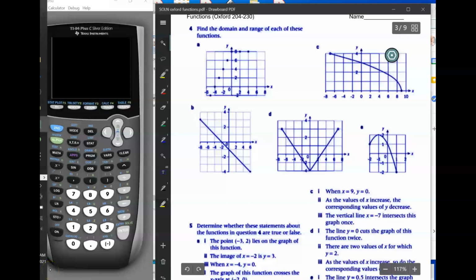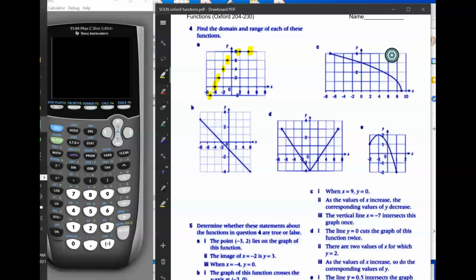So now we're on page 3 of functions. Find the domain and range of each of these functions. In this case, I'm going to highlight where these dots are, because it's kind of hard to see them with blue on blue. Okay, any others? I don't see any others, so I think there are not.